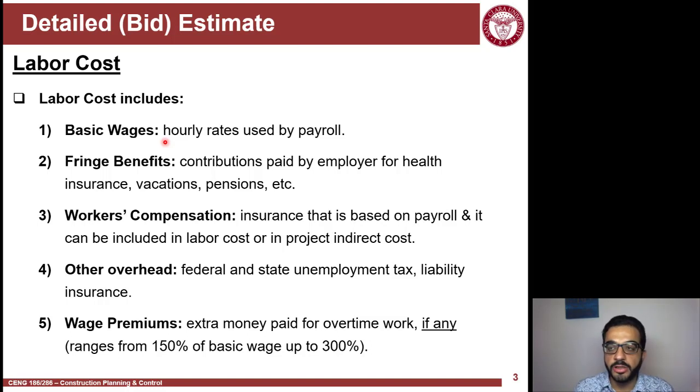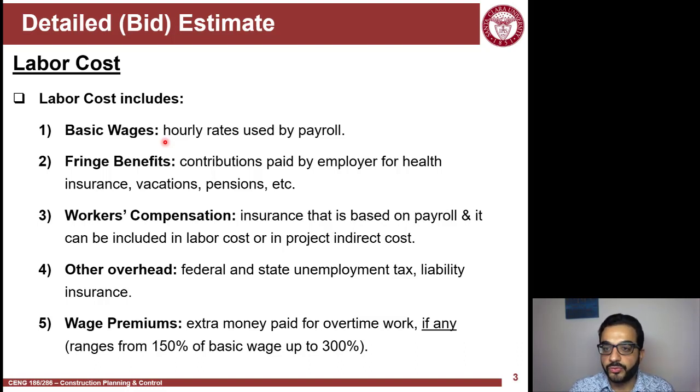There is the worker comp, which is a kind of occupational hazard insurance, different from the health insurance. For those workers on site, if there are any injuries due to the job, they are covered by the worker comp. There is other overhead that you pay, such as Social Security and unemployment tax, a lot of things you pay for your workers. They don't see it, they don't feel it, but you as a company, as a contractor, pay for it.